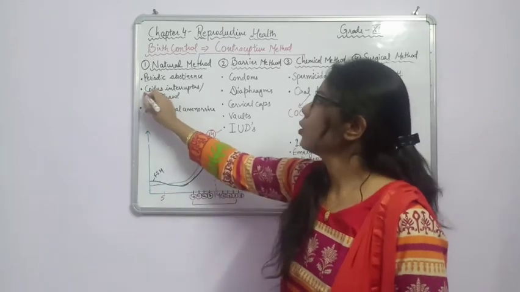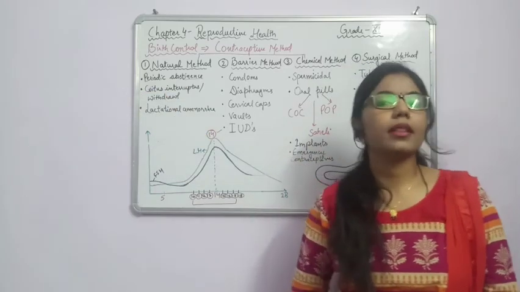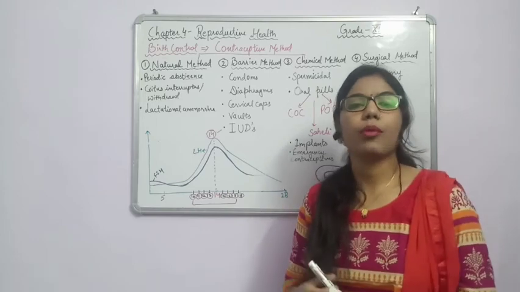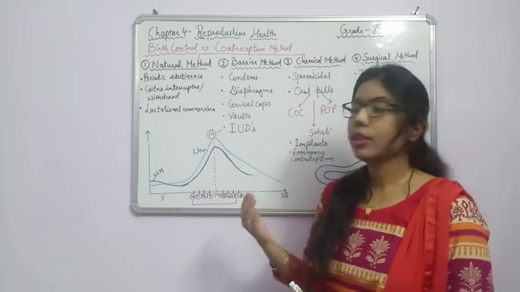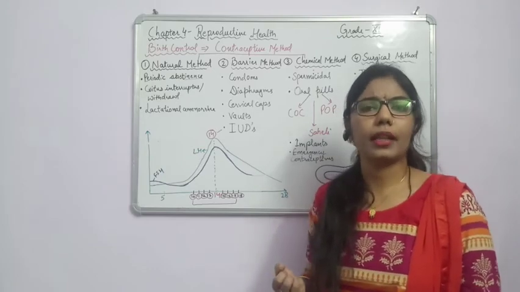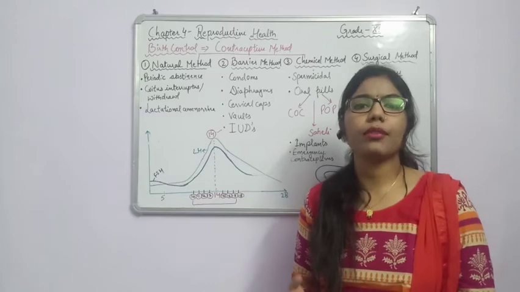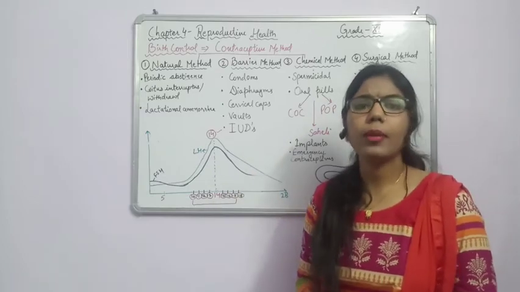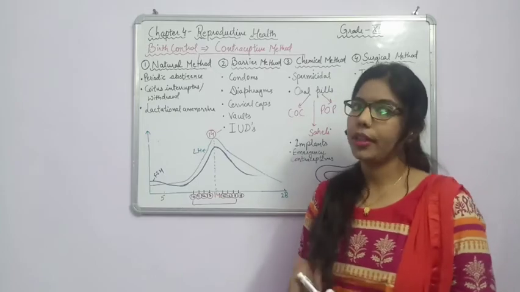Now the second one is coitus interruptus. This method is also known as the withdrawal method. In this method, what happens before the ejaculation? What will the male do? The male will withdraw his penis from the female reproductive tract, so that there will be no meeting of sperm and ovum, and fertilization can be avoided here.